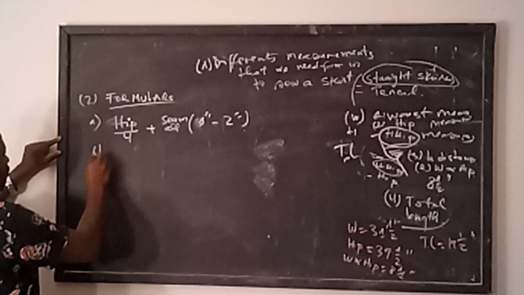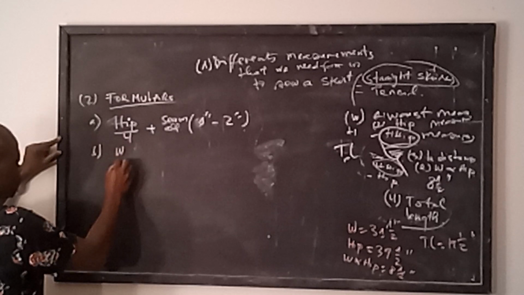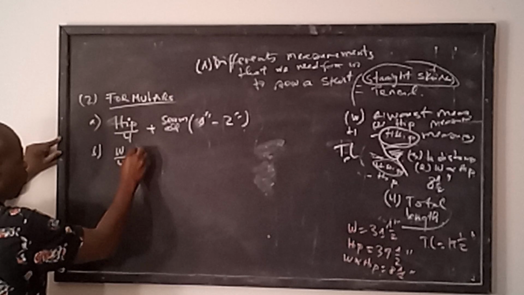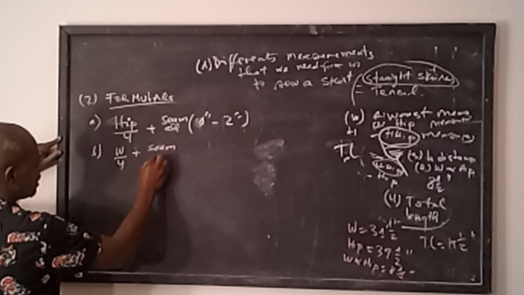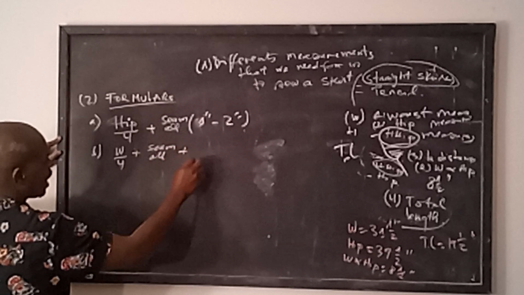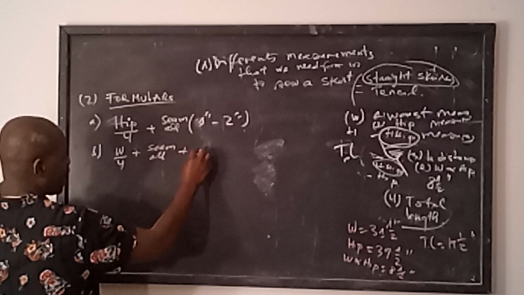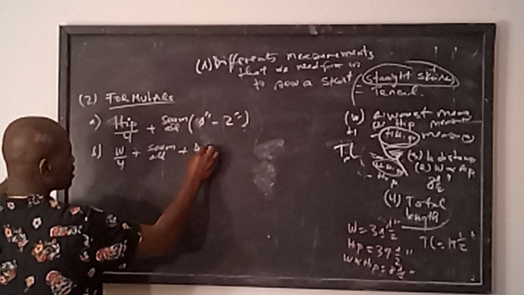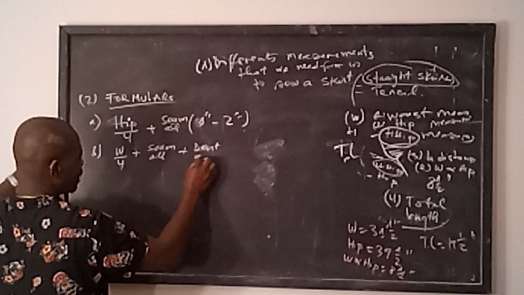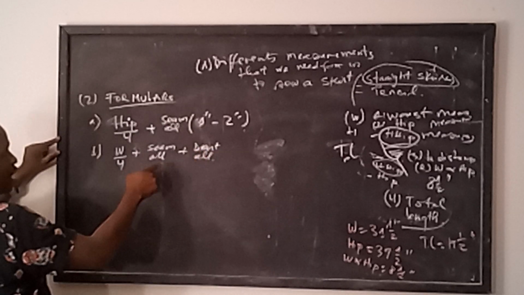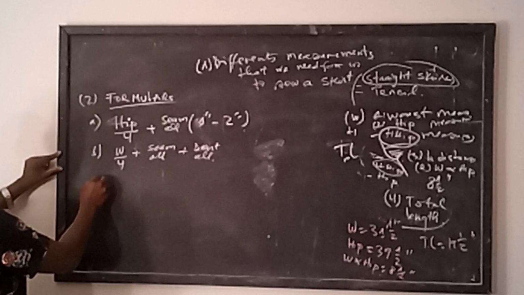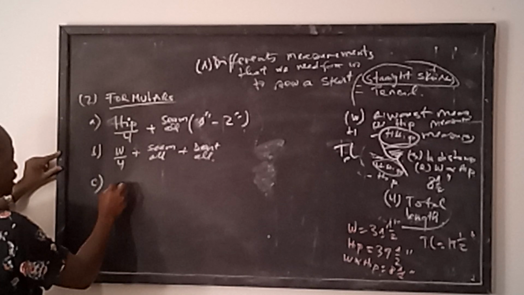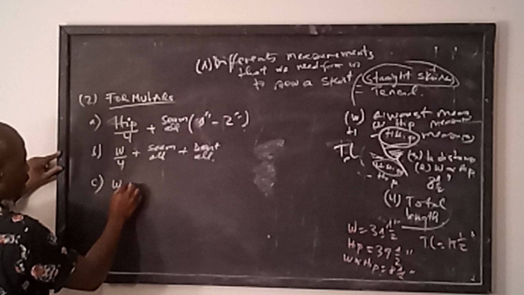For the second formula, we'll talk about the waist. We're going to divide by 4, then add the seam allowance, and then add the dart allowance. I put dart allowance here, and SA is for seam allowance, I just put it short. And then C is the distance between the waist and the hip.